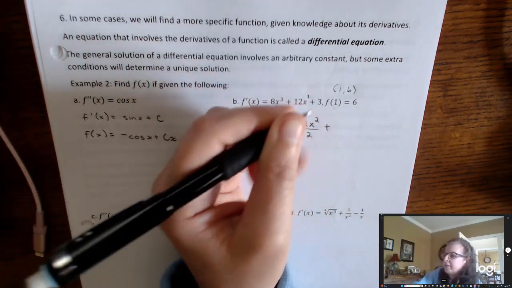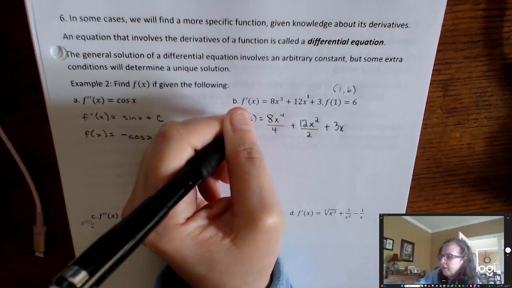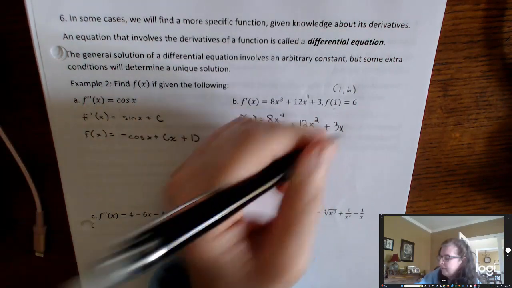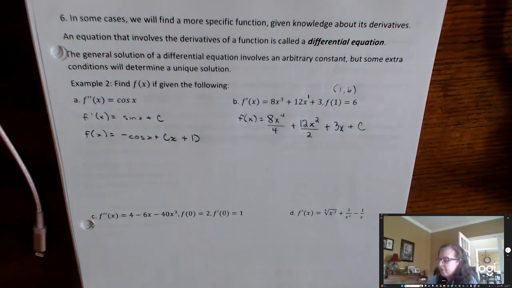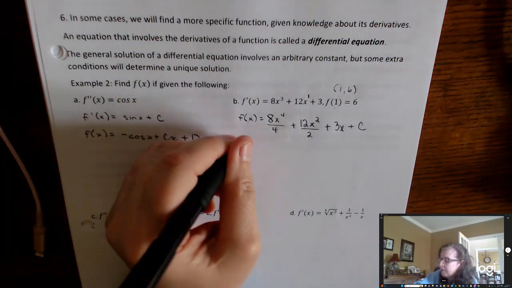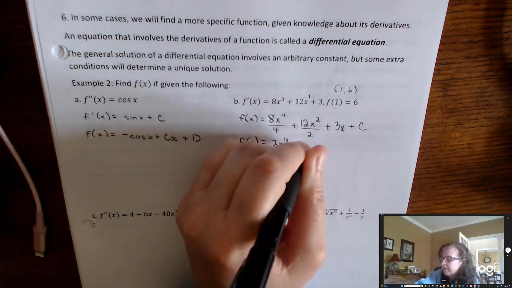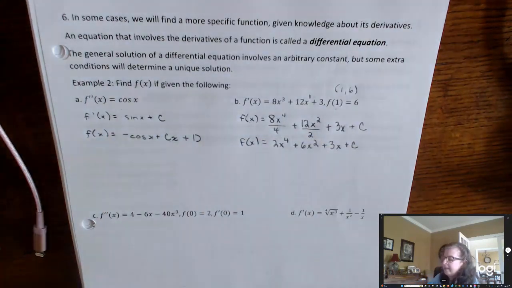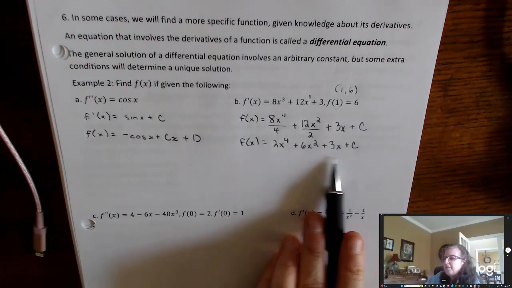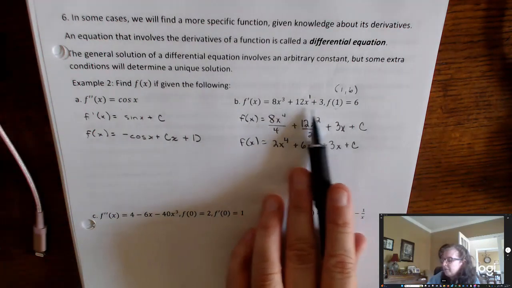And then there's a constant 3, so remember the antiderivative of a constant is just 3 times whatever variable you're given, so if that's not x, don't put x there. And then plus c. So that's step 1, and we'll clean this up. So this is f of x equals 2x to the 4th plus 6x squared plus 3x plus c. So this is the family of functions that have a first derivative of this.